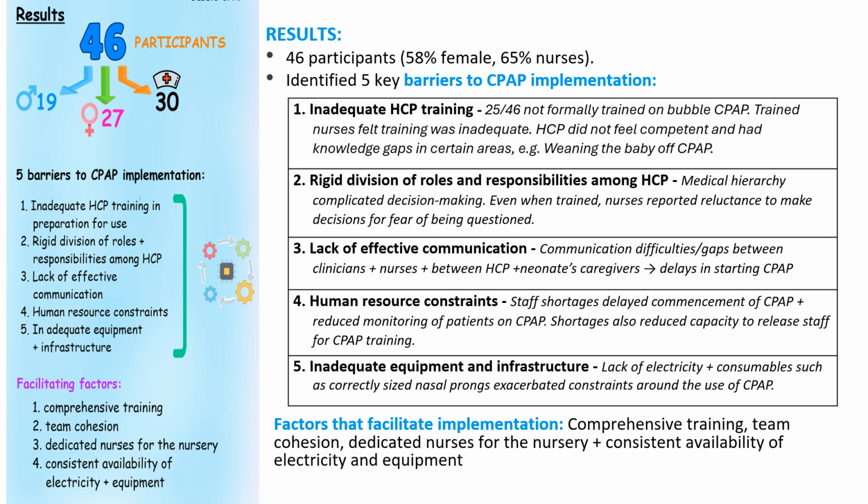These shortages also made it challenging for healthcare professionals to have the time away for training. Lastly, inadequate equipment and infrastructure such as lack of electricity and consumables such as correctly sized nasal prongs exacerbated constraints around the use of CPAP. The authors describe the factors affecting the implementation of CPAP as interconnected. Factors that facilitate implementation of CPAP are described as comprehensive training, team cohesion, dedicated nurses for the nursery, and consistent availability of electricity and equipment.